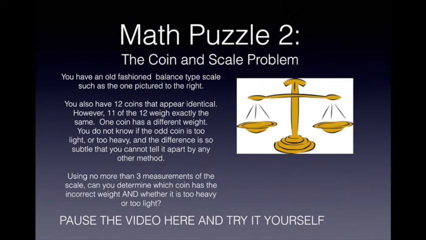So the puzzle works like this. You have an old-fashioned balance type scale. So it doesn't read weights. All it does is tell you if the things on the left side weigh the same, more, or less than the things on the right side.